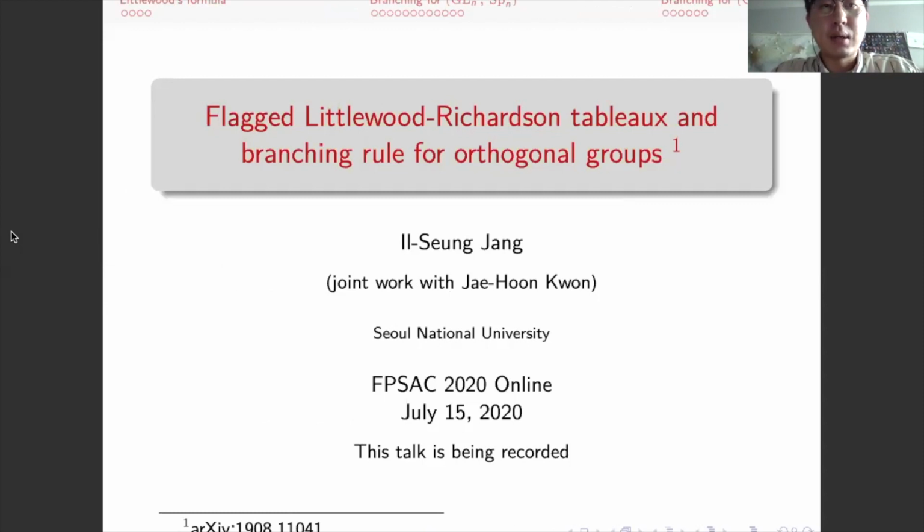Today, I will talk about the branching rule for orthogonal groups. More precisely, I explain a combinatorial formula of the branching multiplicity for orthogonal groups in terms of the Littlewood-Richardson tableaux with a flag condition. This is joint work with Jae-Hoon.